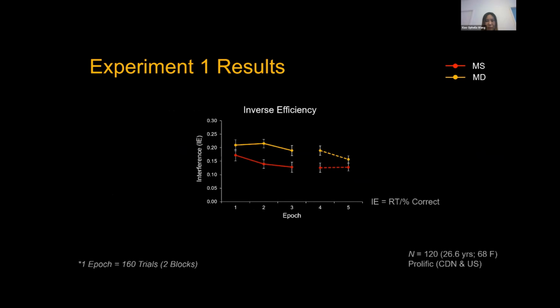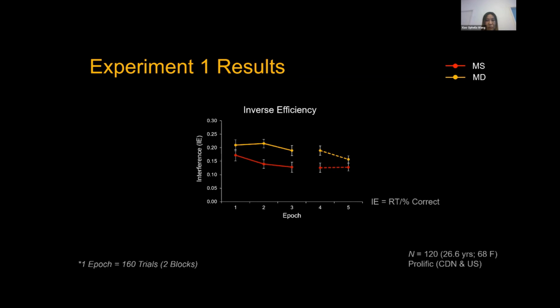We added inverse efficiency in case there was a speed accuracy trade-off. We want to know if the most similar group is prioritizing accuracy so that they are slower at making judgments. So inverse efficiency is the response time divided by the percentage of correct responses out of all responses.